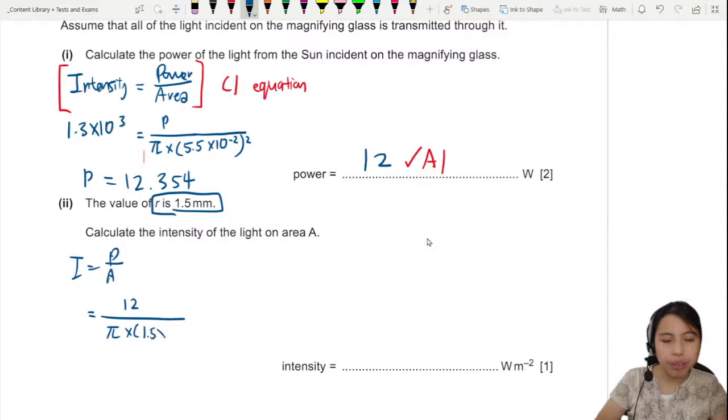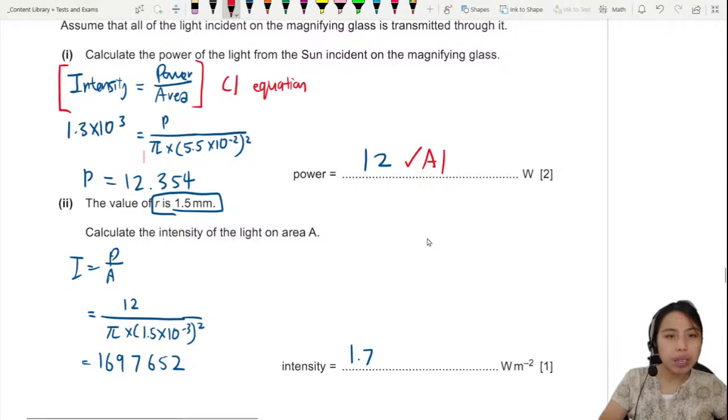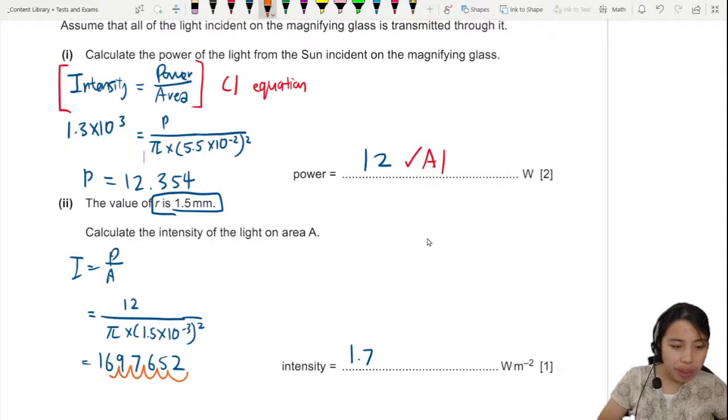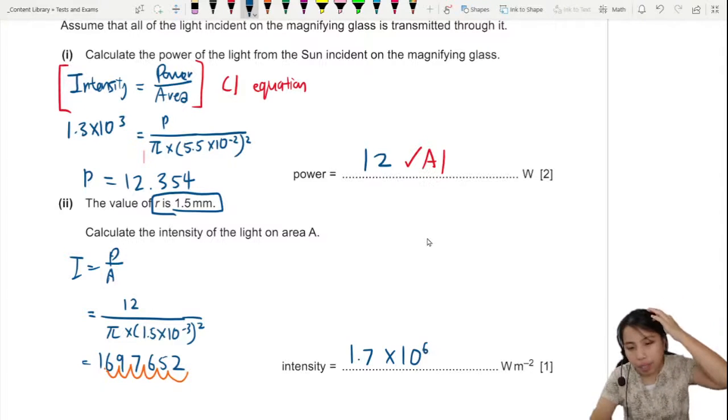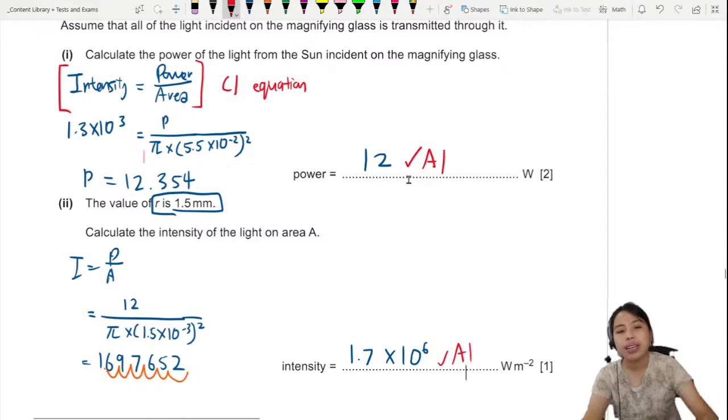So 1.5 times 10 to the negative 3, squared. Okay, this one will be a very random number. It's 1697652. Round it off to standard form, please. 1.7 times 10 to what power? 1, 2, 3, 4, 5, 6. Okay, 1.7 times 10 to the 6. So this is 1 mark just for the final answer.